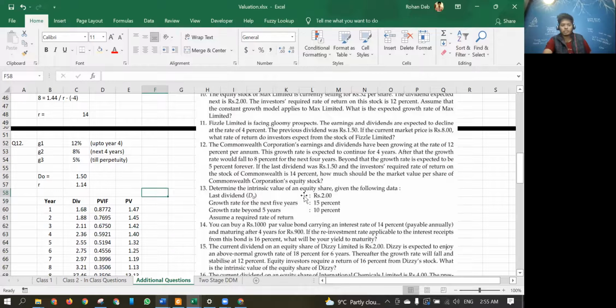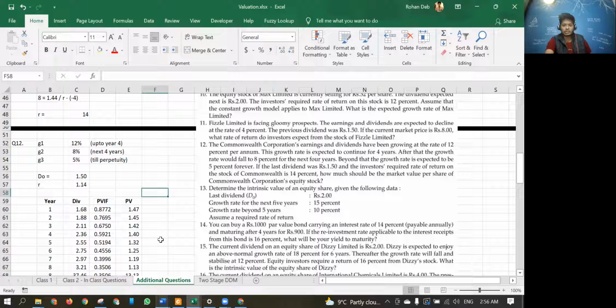Okay. So question number 12 is something very similar to what's taught in class today, which was the two-stage dividend discount model. Here it was basically 3 stages. They said that firstly it will grow at 12% for up to 4 years, then it will grow at 8% for the next 4 years, and then 5% in perpetuity. The last dividend, D0, is 1.5, and the investor's required rate of return for the stock is 14%. So you have to calculate the market value of the share.